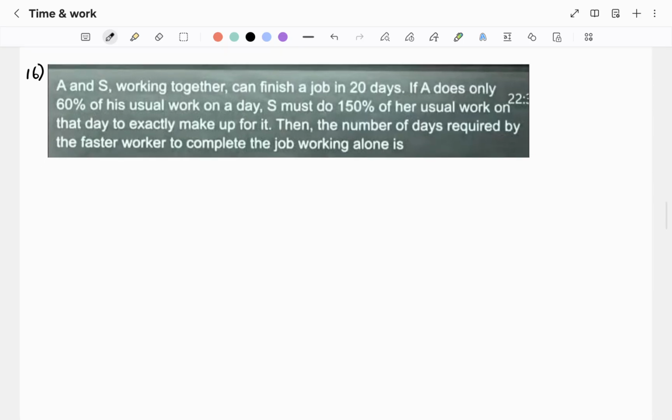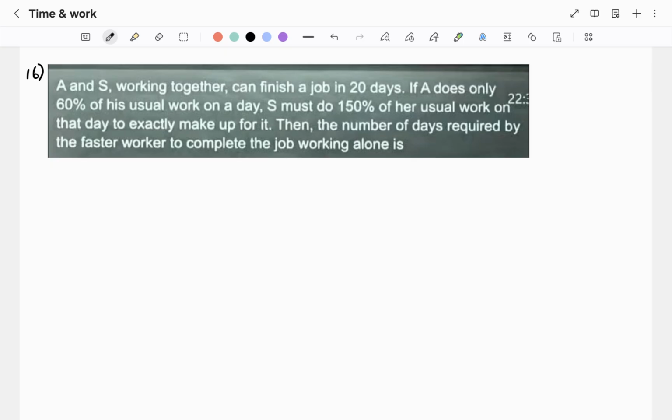A and S working together can finish a job in 20 days. If A does only 60% of his usual work on a day, S must do 150% of her usual work on that day to exactly make up for it. Then the number of days required by the faster worker to complete the job, working alone. See, A and S working together can finish a job in 20 days.